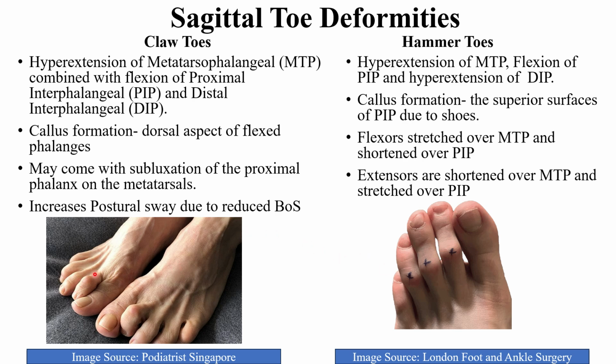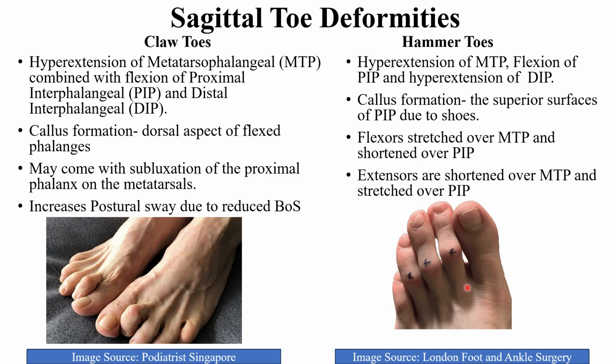In claw toes, the callus is formed on the dorsal aspect of the flexed phalanges, because that is the area that is bearing the forces. There can be subluxations of the proximal phalanx, and because the toes go into clawing, the base of support reduces from here to here, thereby increasing the postural sway. Likewise, in hammer toes, you can see the callus formed on the superior aspect of the PIP, which we can see marked here, because the shoes keep rubbing over it.